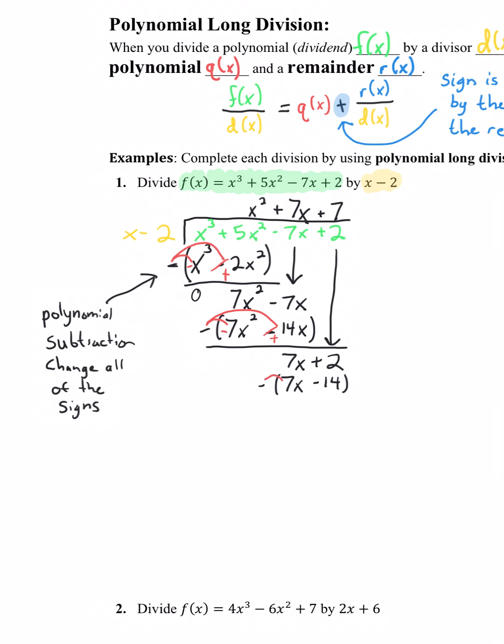And for the final time, I'm going to have to distribute this negative through for my polynomial subtraction. And I get a negative 7x plus 14. And I get 2 plus 14. I get 16. It's a positive 16, so I'm going to say plus, and I'll write it in blue because that's my remainder, 16 over my divisor, x minus 2.